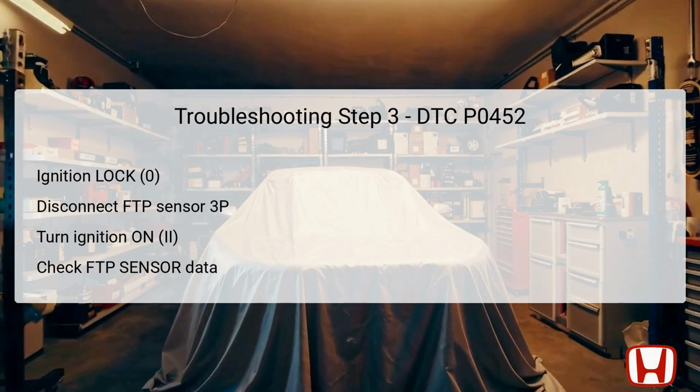For the next step in troubleshooting, turn the ignition switch to the lock 0 position to ensure all systems are powered down before making any adjustments. Once the vehicle is fully off, disconnect the FTP sensor by removing its 3P connector. This action isolates the sensor from the rest of the electrical systems. With the connector detached, turn the ignition switch back to on II, and use the HDS to check the FTP sensor data again.